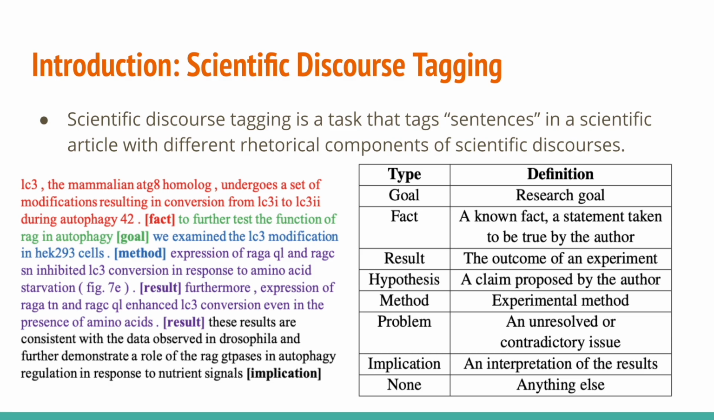The figure on the left shows an example of a paragraph labeled with discourse tags from the SciDT dataset. The table on the right shows the corresponding definitions of the discourse tags. As you see in the example paragraph, clauses are colored by discourse type. Paper authors usually follow a logical flow in their text. They first state some known facts. Then they introduce their experimental methods that serve a goal. Then they describe the experimental results and finally make implications based on the results.